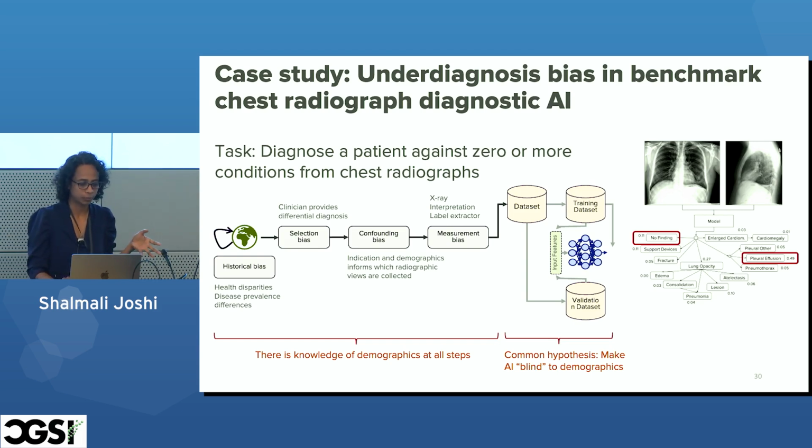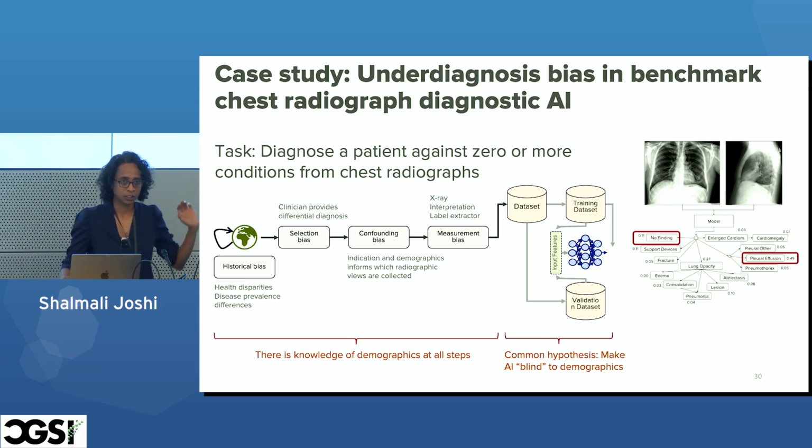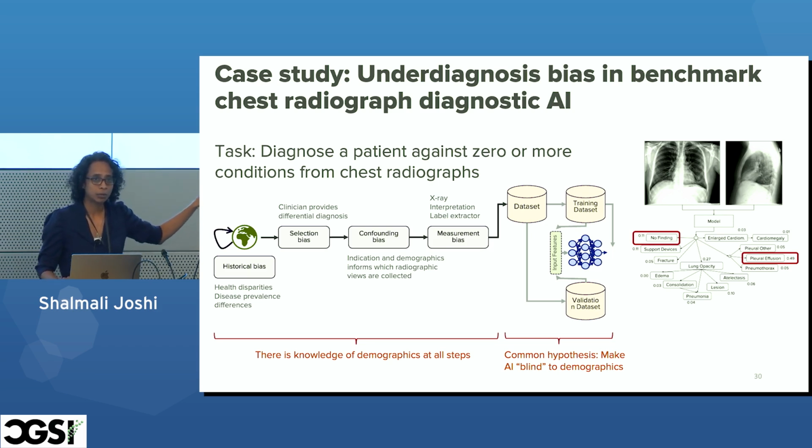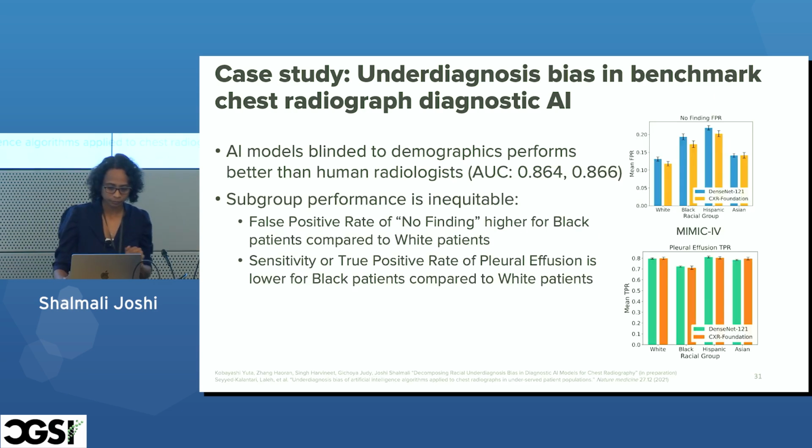We understand what method we're going to use. We understand that there is bias upstream until you see the X-rays themselves. And so typically, deep learning models are going to use the X-rays themselves to predict the disease. Okay? We're not going to use anything else.